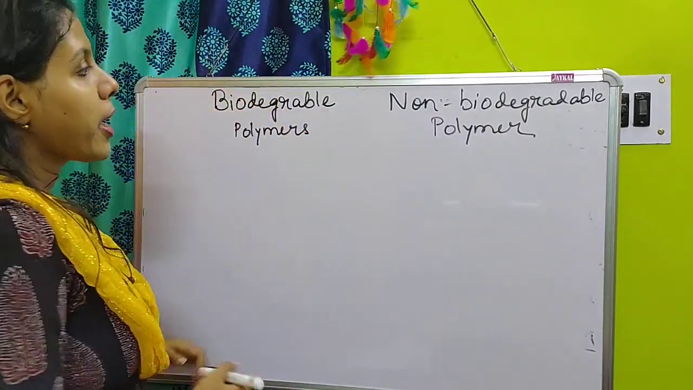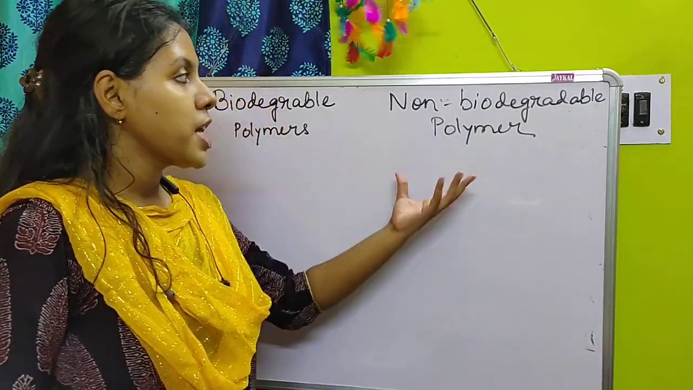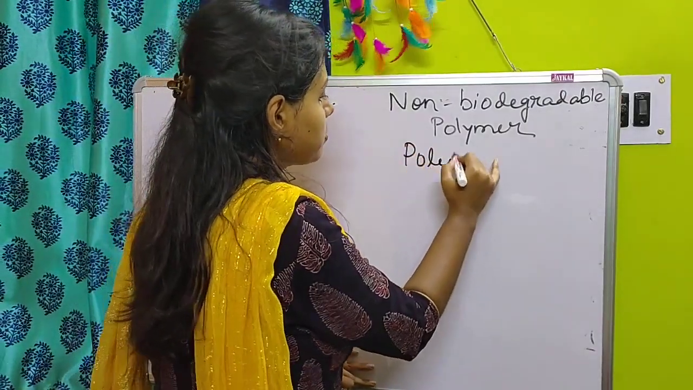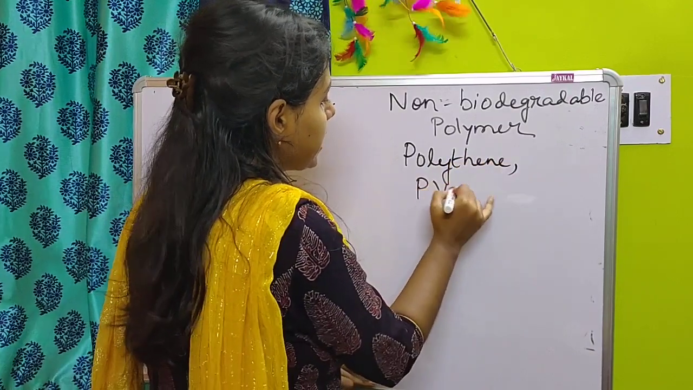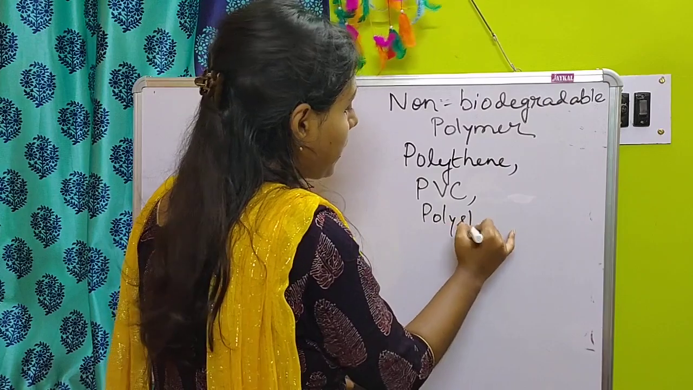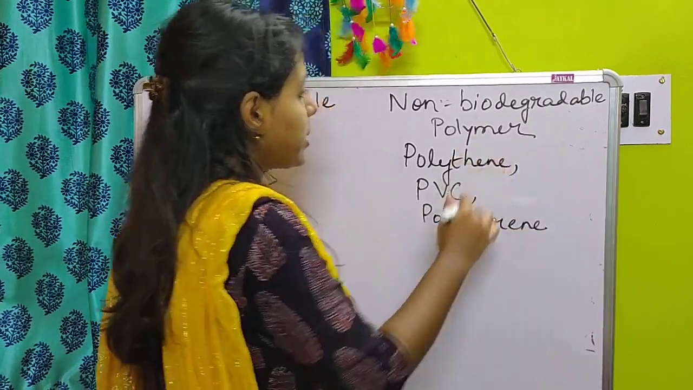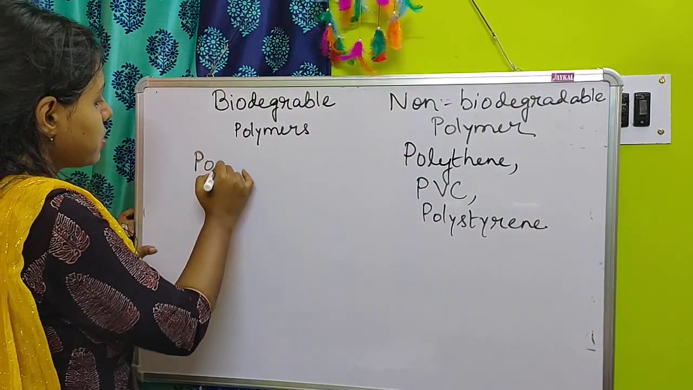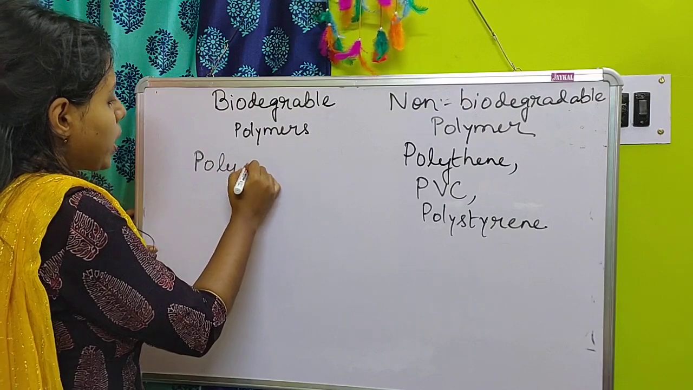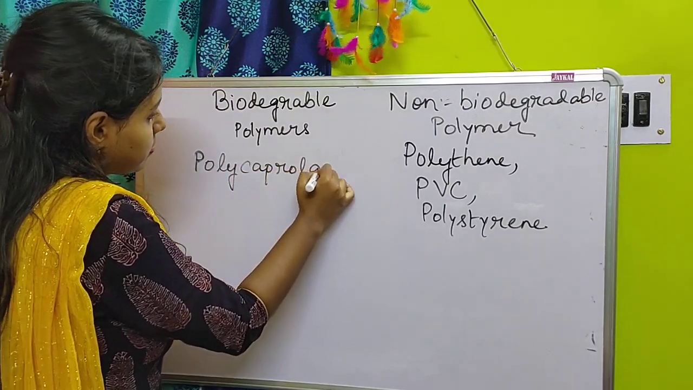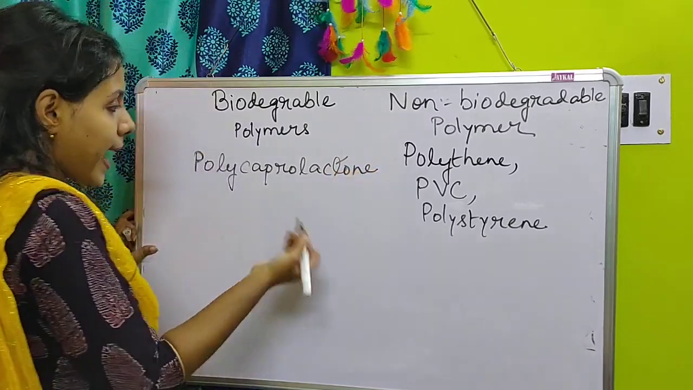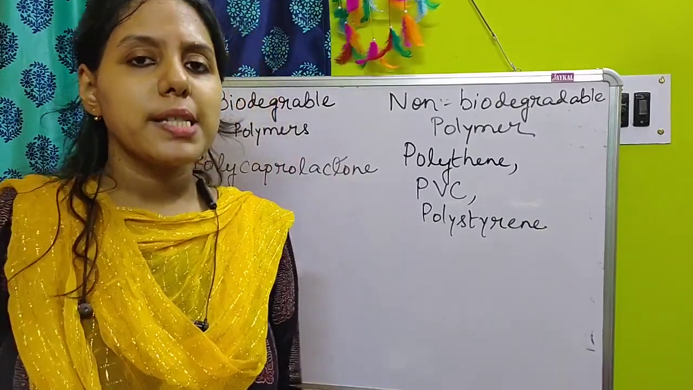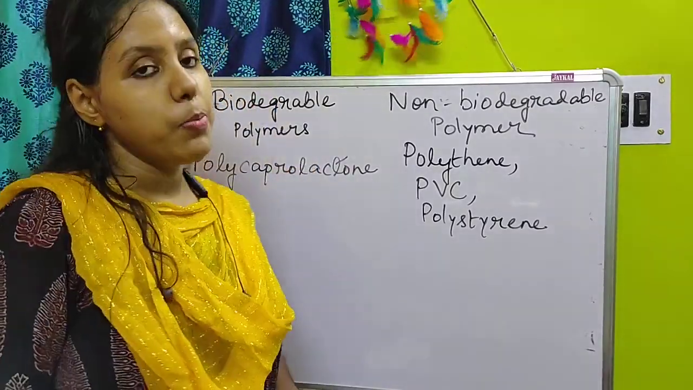Some examples of biodegradable and non-biodegradable. Suppose the plastic bags we use, that means polythene, are in this type: polythene, PVC, polystyrene, polypropylene, all are under this form. And biodegradable ones are just like polycaprolactone, polylactic acid. So many examples are there of biodegradable polymers.